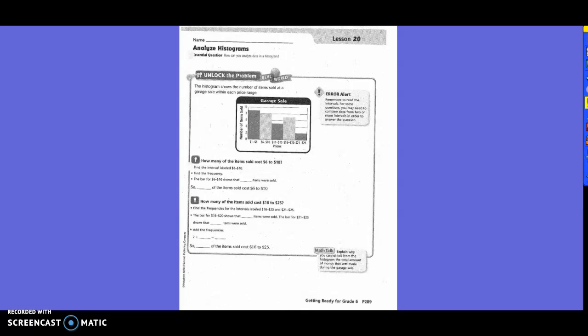Fifth grade, getting ready for sixth grade. Lesson 20, analyze histograms. The histogram shows the number of items sold at a garage sale within each price range.